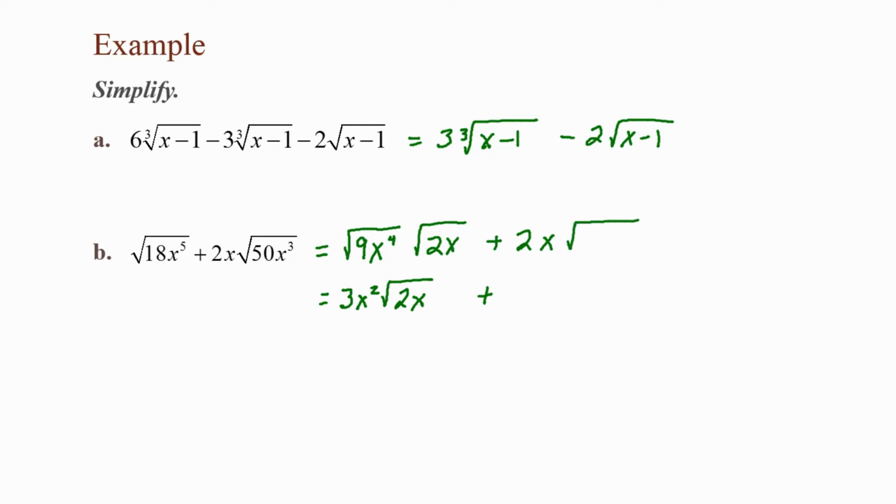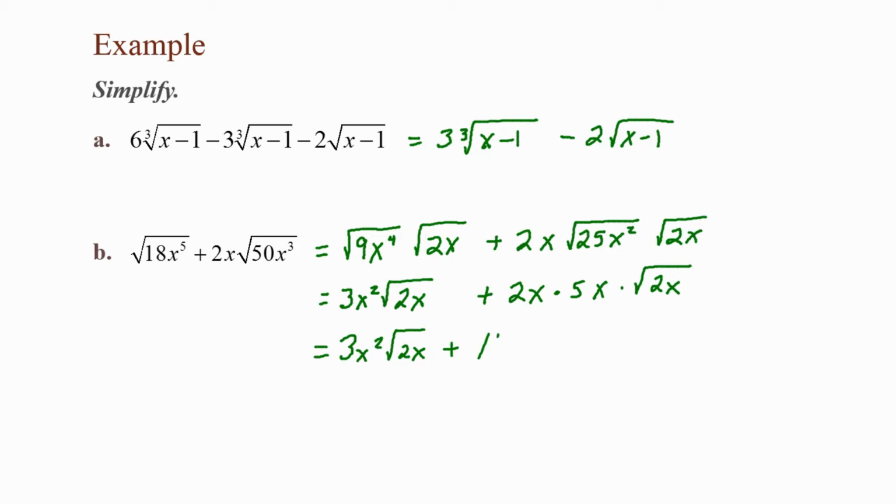I can rewrite 50 as 25 times 2, and x to the 3rd I can rewrite as x squared times x. So that gives me 2x times the square root of 25 is 5, the square root of x squared is x, and I bring down my square root of 2x. Rewriting 3x squared times the square root of 2x plus 2 times 5 is 10, and x times x is x squared, and I bring down my square root of 2x.